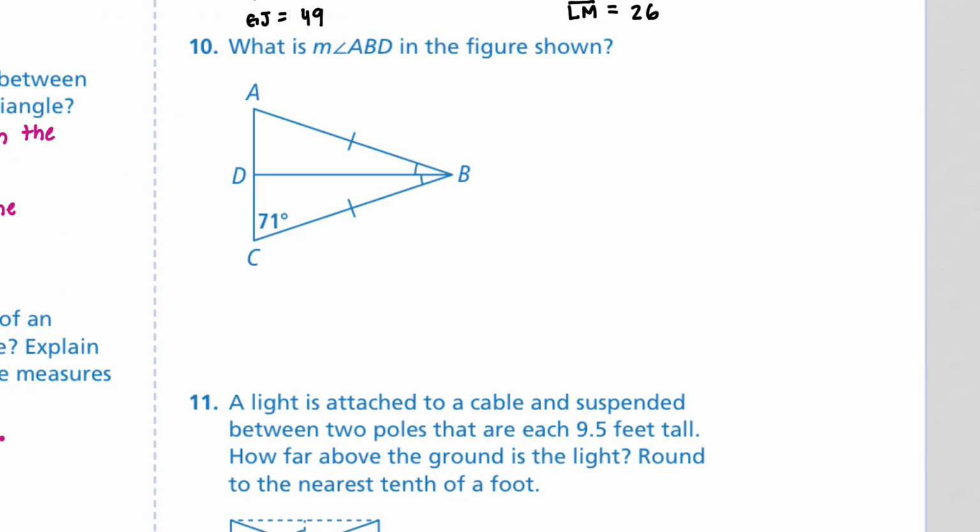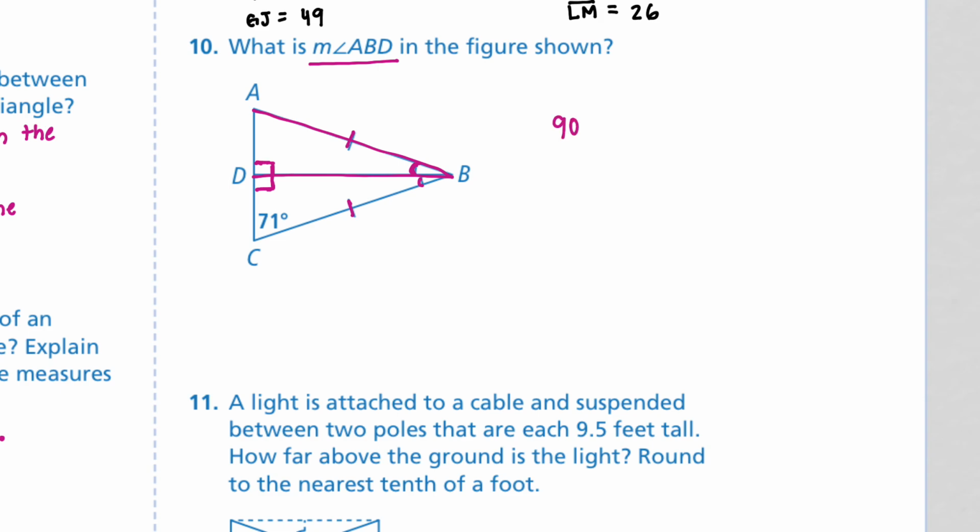What is the measurement of angle ABD? We know that this is an isosceles triangle. Base angles would be congruent. And if these angles are going to be congruent, that means that this is a perpendicular bisector. So that's going to measure 90 degrees.